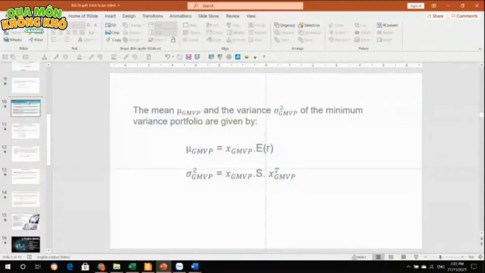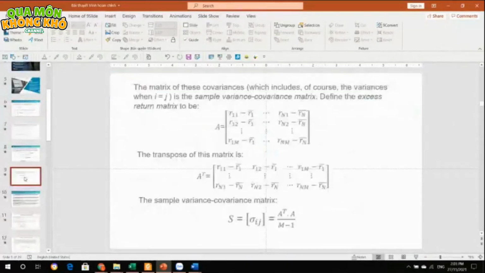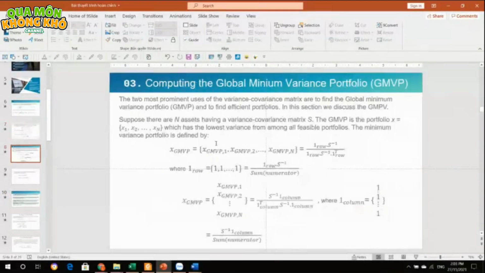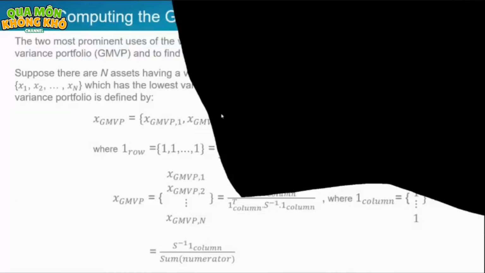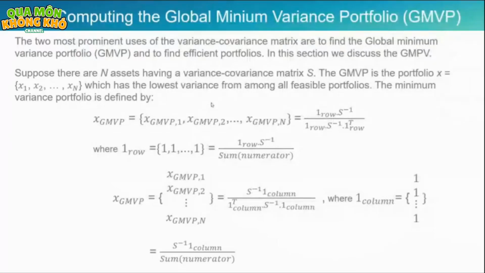So the next part we will learn about how to compute the global minimum variance portfolio, GMVP. The two most prominent uses of the variance covariance matrix are to find the GMVP and to find the efficient portfolios. And in this section, we discuss the GMVP.